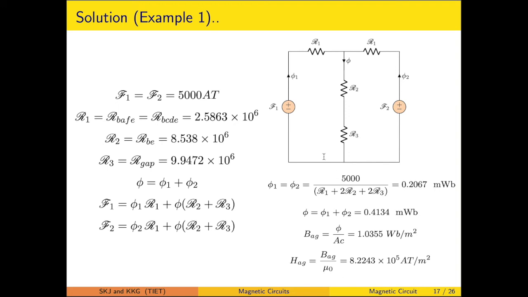Now you can easily see that the air gap reluctance comes out to be comparable or significant in comparison to the reluctance offered by the central limb portion, although the air gap was of much smaller length.